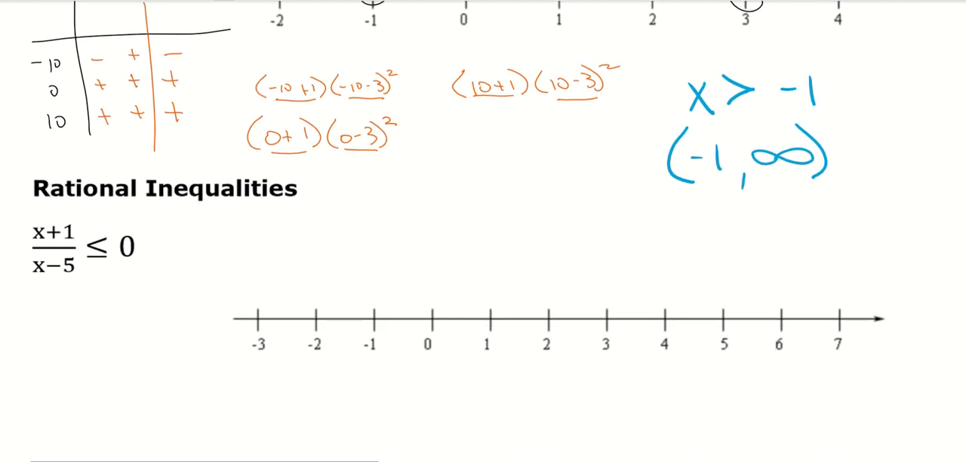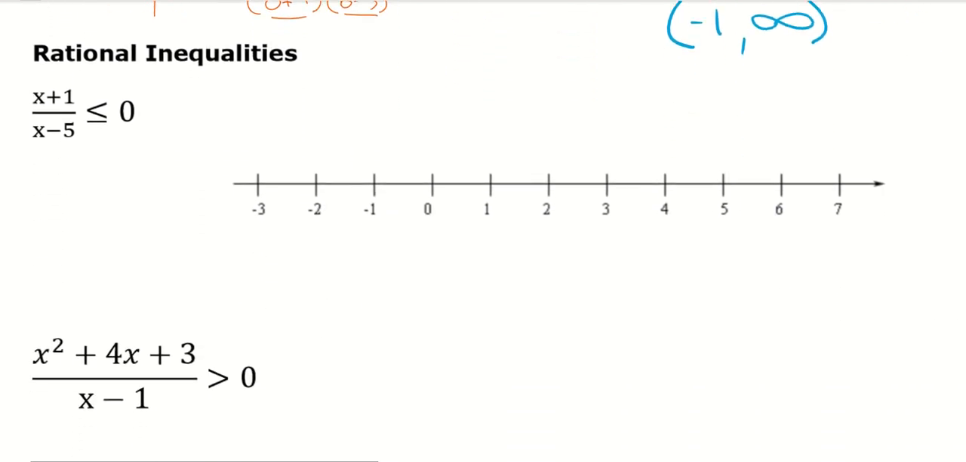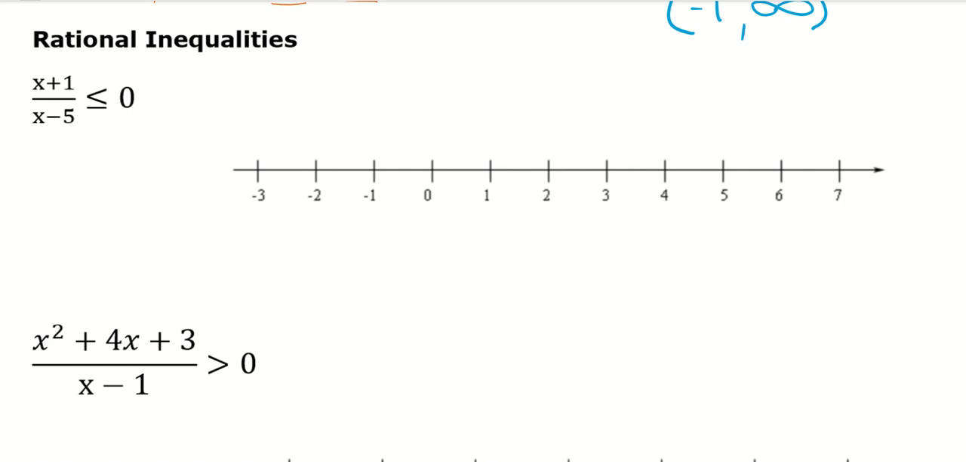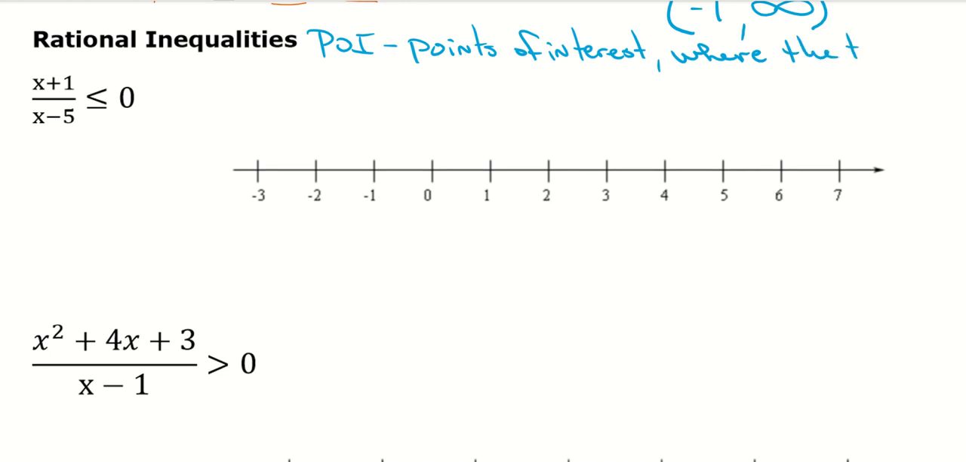Looking at our rational inequalities is a similar type process that we have to consider our points of interest, or POI. The points of interest are where our numerator, the top, and the denominator, the bottom, are equal to 0. Those will be our points of interest.